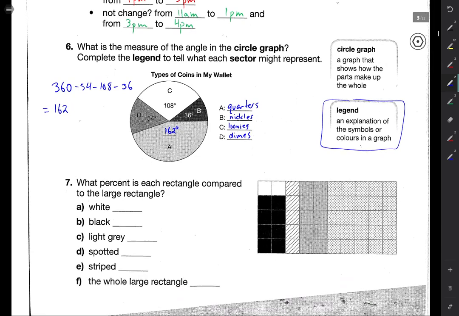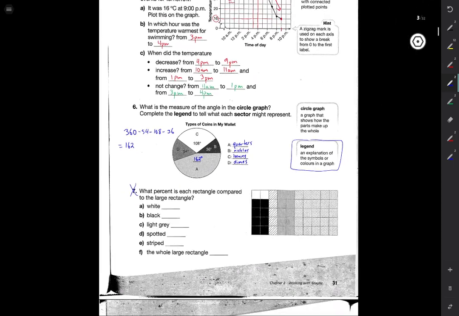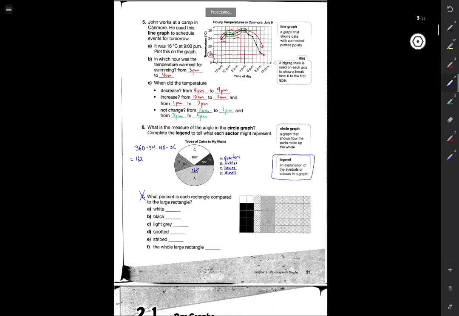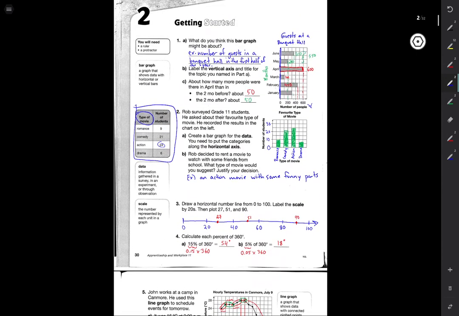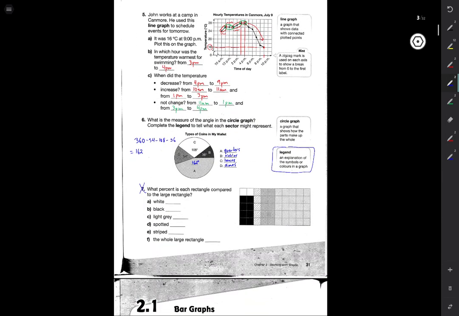And number 7 over here, I'm actually going to skip it. We're not going to do this one. So this entire section here is just an introduction to the graphing unit. It kind of introduced us to all the different types of graphs we're going to be looking at, which are bar graphs, line graphs, and circle graphs. We're also going to be looking at a couple others in there as well.